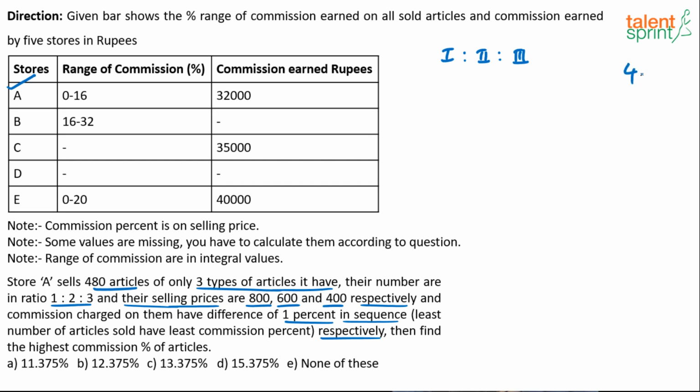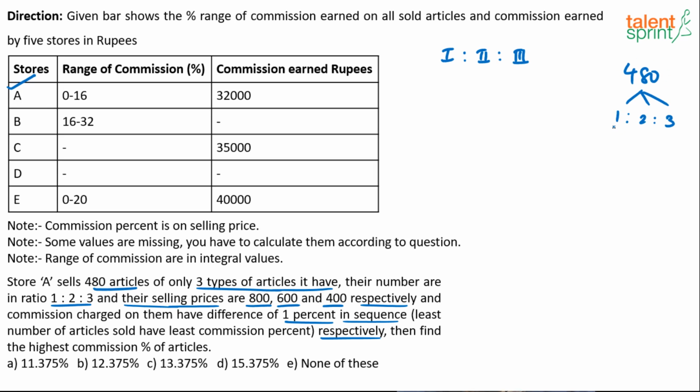See, total 480 articles have been sold. In what ratio? 1:2:3. Now simple calculation is that there are total of 6 parts. 1 plus 2 plus 3 is 6. So if you divide 480 in 6 parts, each part will be equal to 80, right? 480 by 6 is 80.